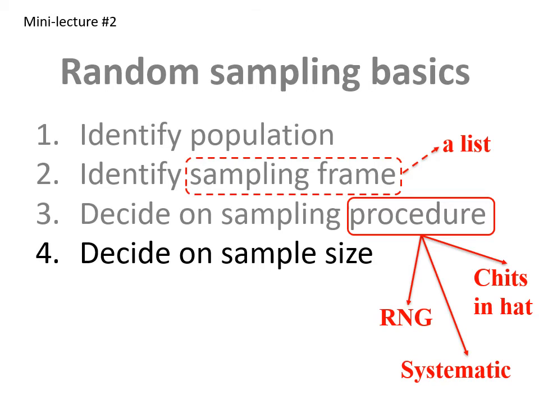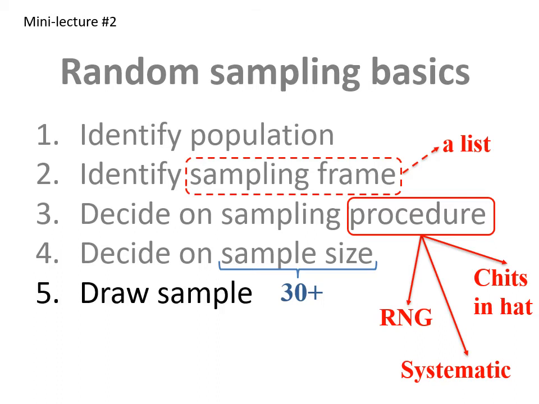Okay, hold on. What else? Is that it? Oh, yeah. All right. So 30 or more. And then you draw a sample. That's a weird verb in English. It's sort of like a horse draws a cart. So you either use a random number generator or you generate a random number, maybe using dice, and begin your systematic sampling, or you have chits in a hat and you draw samples until you get to whatever your sample size is.